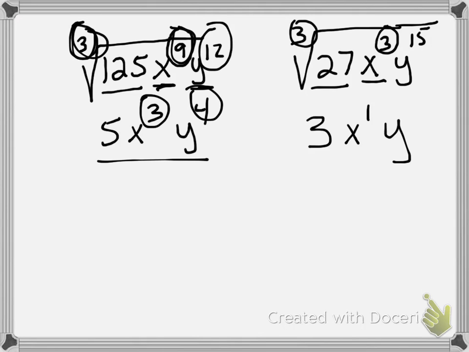Same kind of idea with the y's. How many groups of 3 go into 15, which would be 5. Or, you can kind of think about 15 divided by 3, which gives us that 5 value. Okay. So make sure you can simplify square roots as well as cube roots.